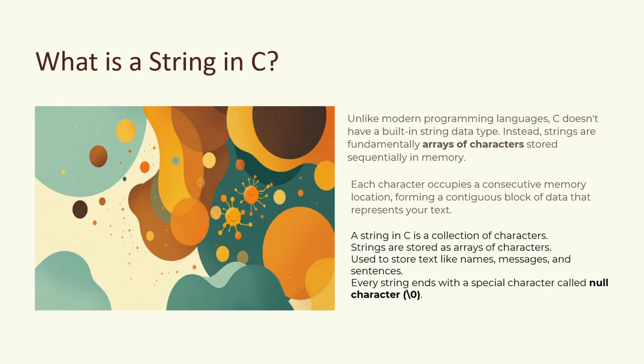A string in C is simply a collection of characters used to store meaningful information such as names, messages, addresses, or sentences. Unlike other languages where strings store their length automatically, C identifies the end of a string using a special terminating character called the null character. The null character is written as \0. This design gives programmers more control over memory but also requires careful handling.